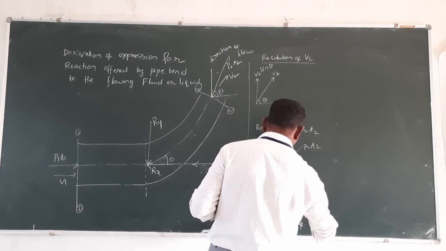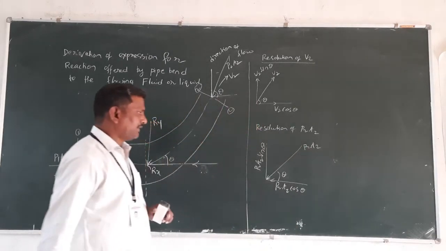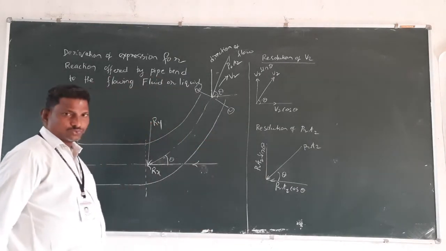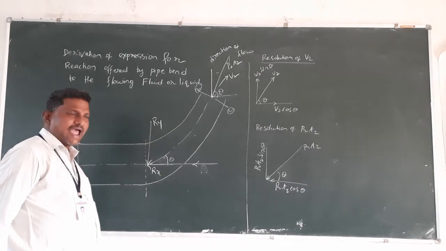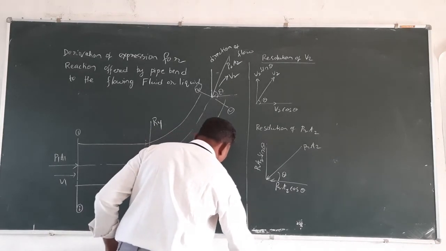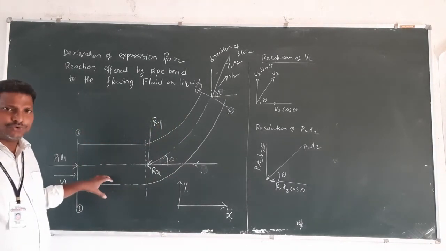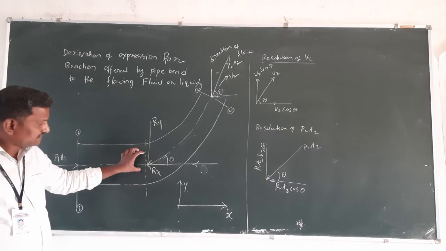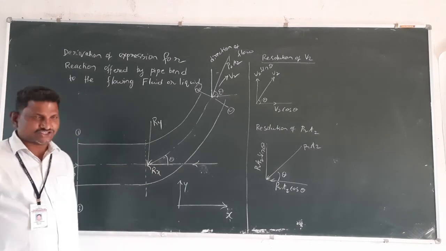P2 A2 cos theta, P2 A2 sin theta. These are the two. Here, what are the forces acting on the fluid? This is the Fx direction, the horizontal direction, and this is the vertical direction. We are going to take the net forces acting on the pipe bend, otherwise the reaction offered by the pipe to the fluid in the x direction.